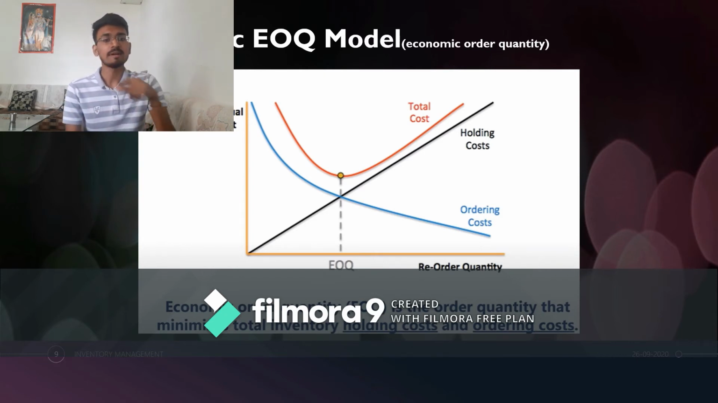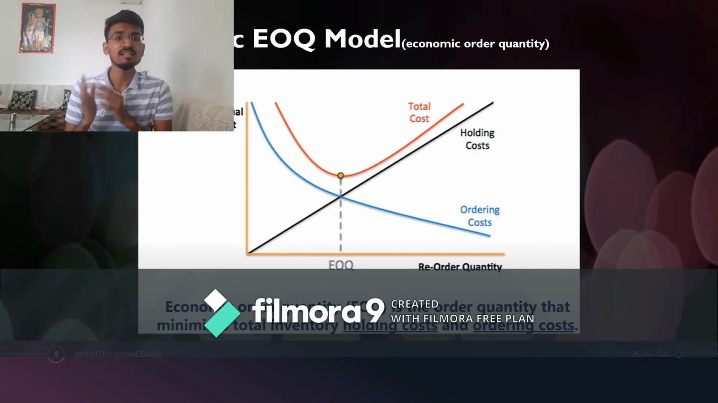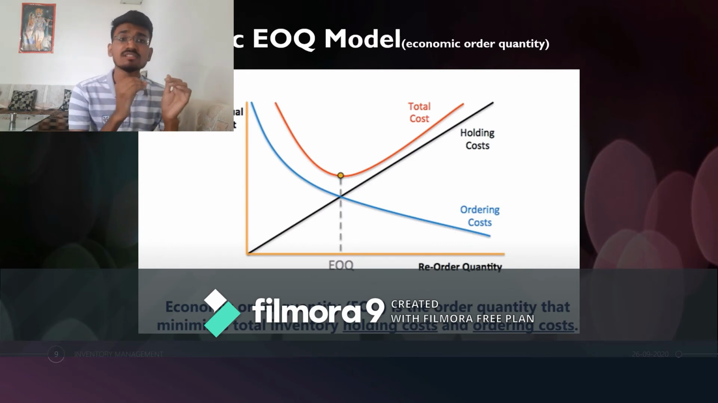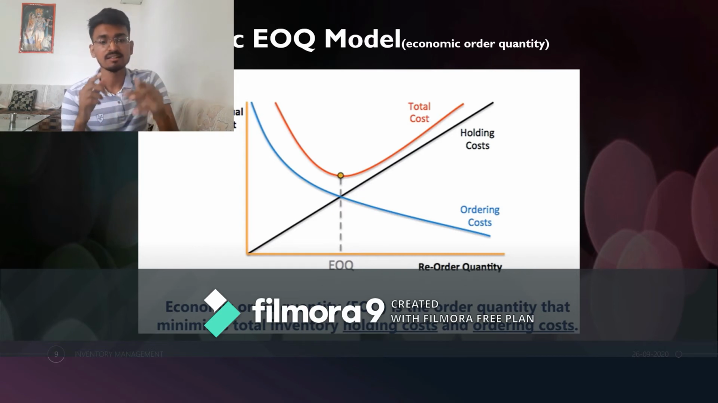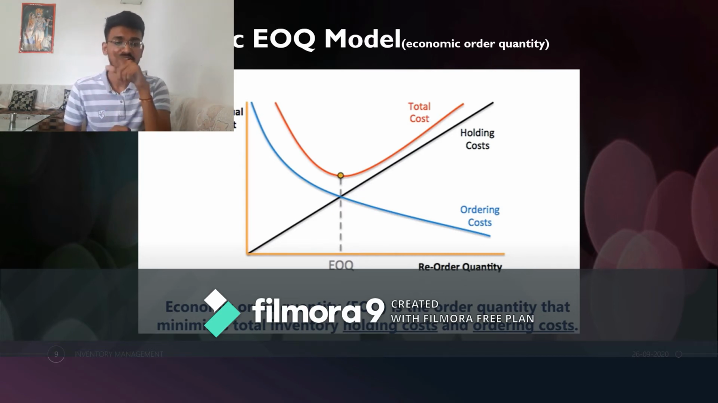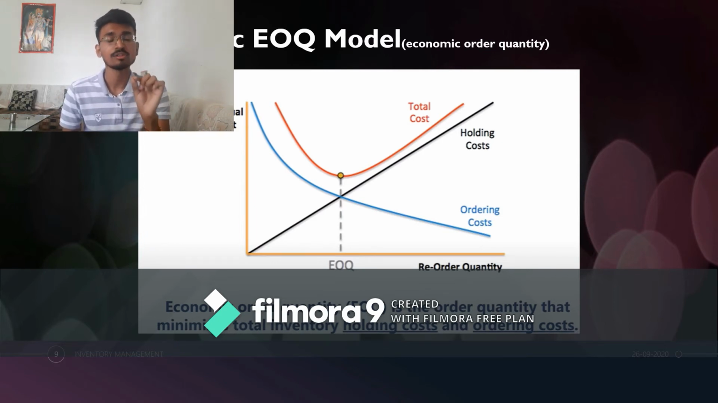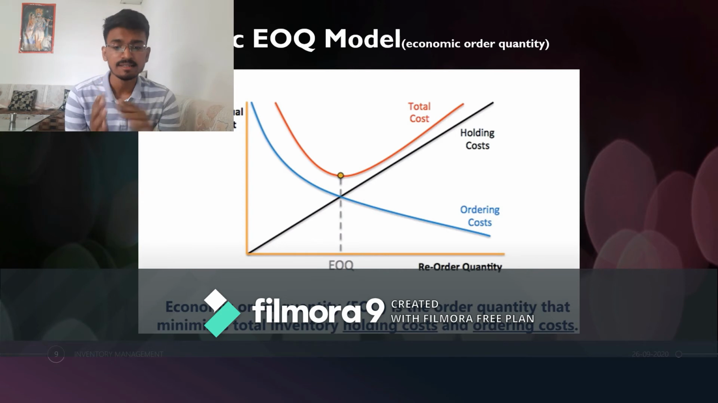The red line above shows the total cost. We have seen that generally EOQ is when the holding cost is equal to the ordering cost. At the point where the holding cost and ordering cost intersect, a line parallel to the y-axis is extended, and where it intersects the total cost, that cost will be our minimum cost. Economic order quantity is the order quantity that minimizes total inventory holding cost and ordering cost.